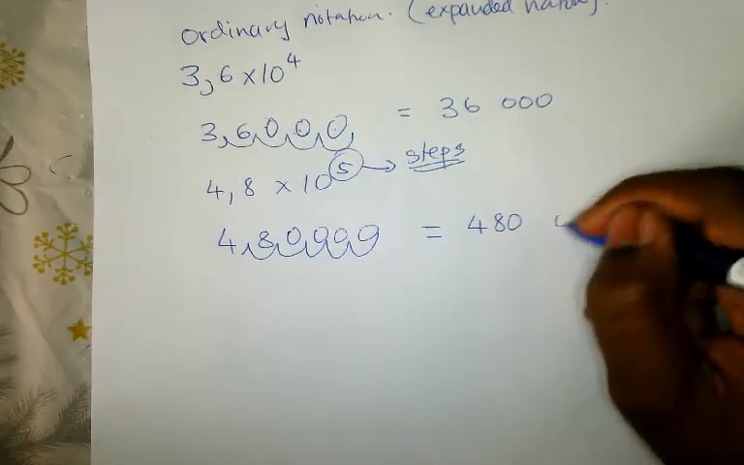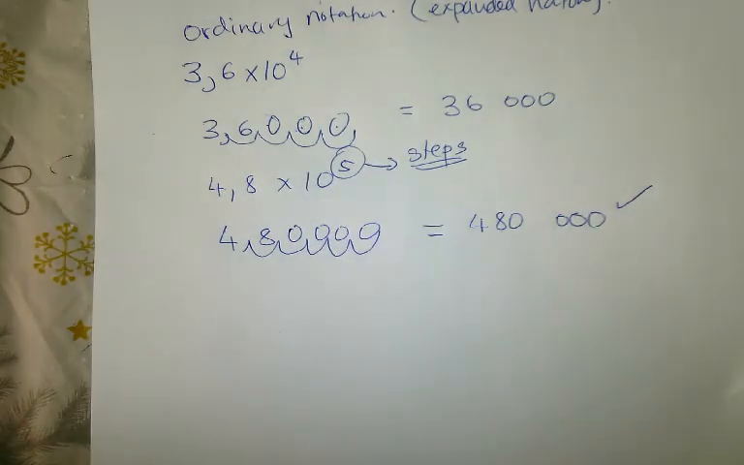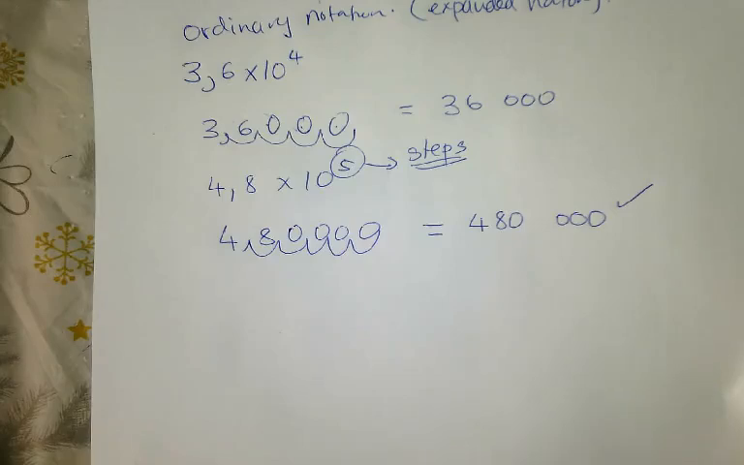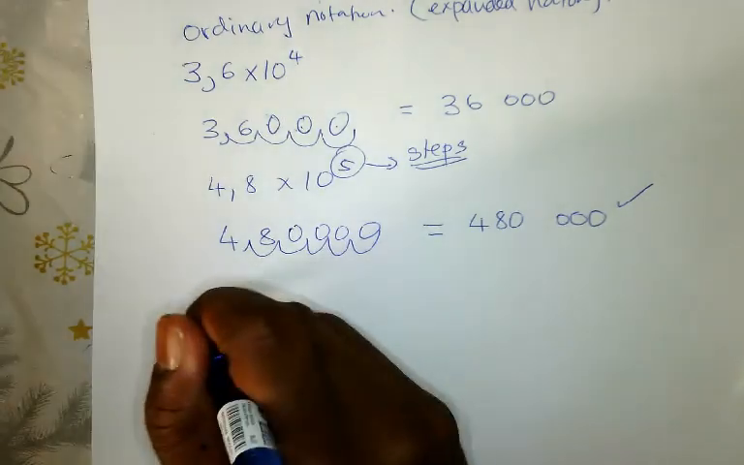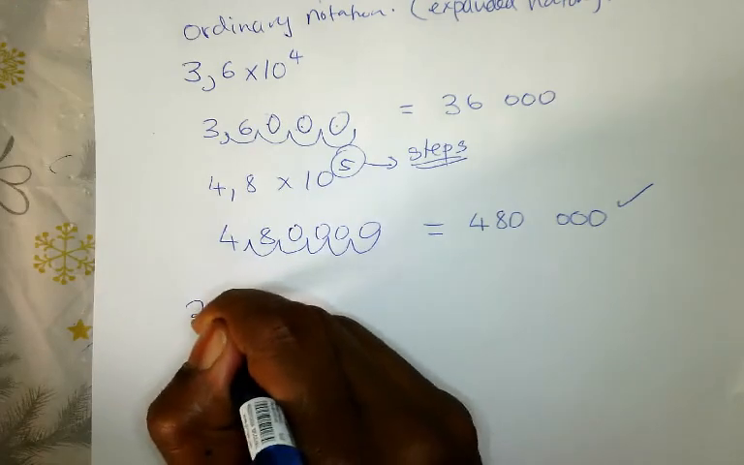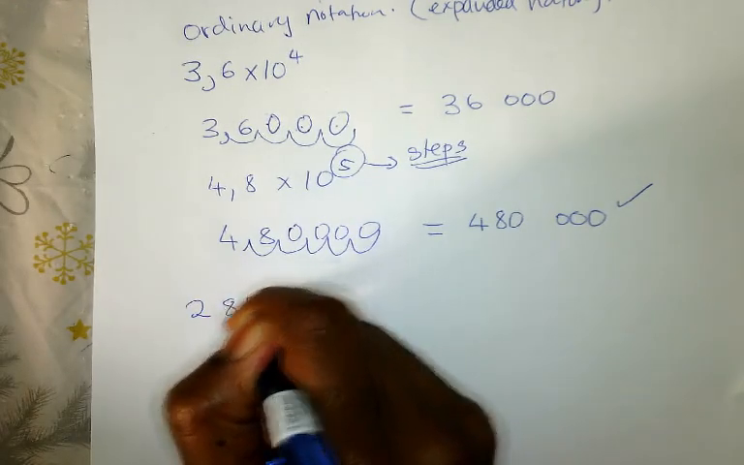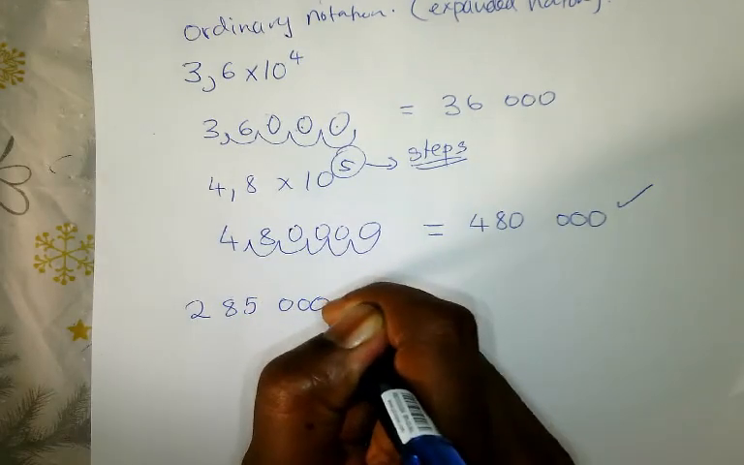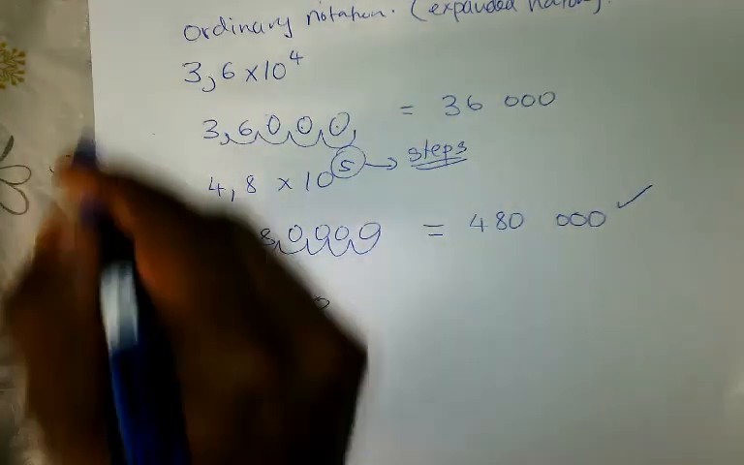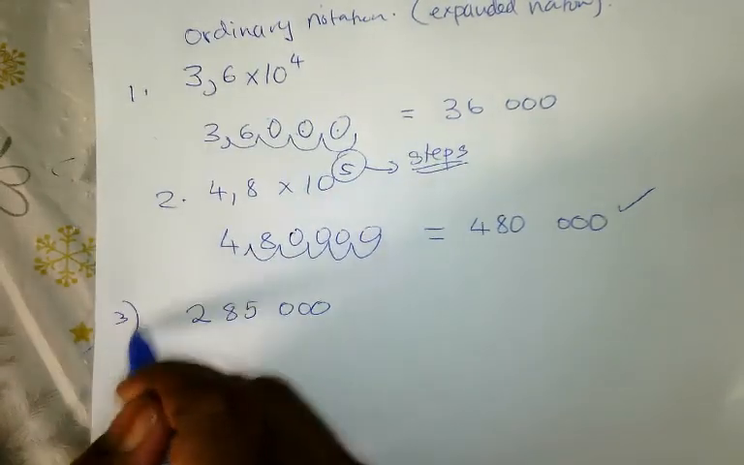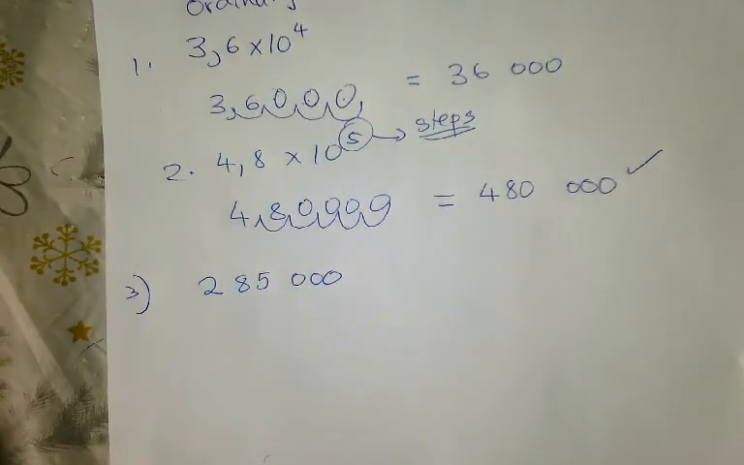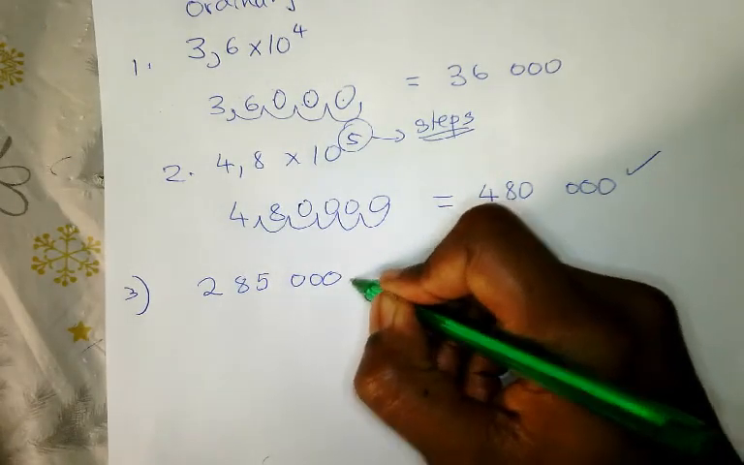And then you need to be able to write scientific notation when you're given an expanded notation. So let's pick a question. Let's say we are given 285,000. So this is question 1, question 2, question 3. Remember here, our comma is at the last digit. We move the comma up until the first non-zero number.